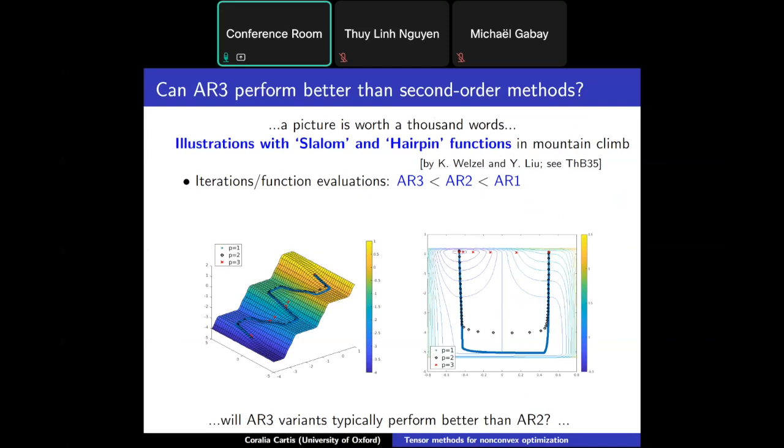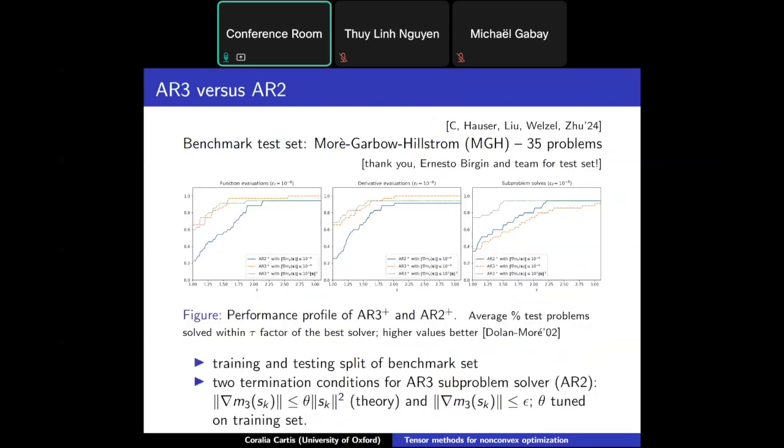What if I take, as we do in optimization, a test collection of problems, and I try to see how first, second, and third order methods compare? Fortunately, our Brazilian colleagues, Ernesto Birgin and his team, coded up third derivatives for a well-known test collection in optimization, this MGH test collection, 35 problems. And we then went on to practical code development.